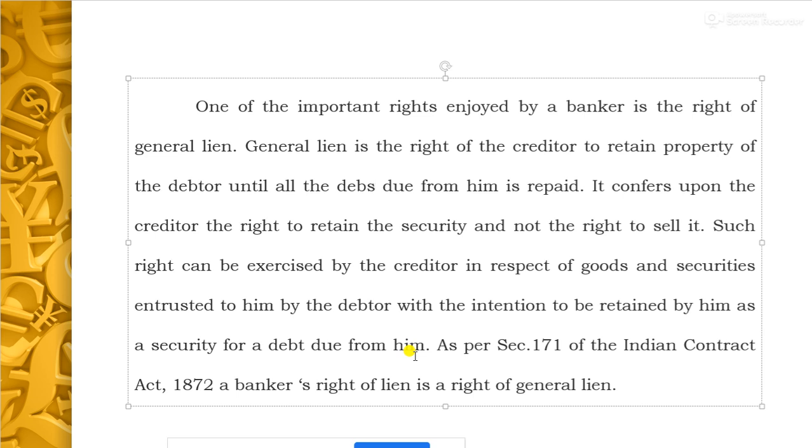അല്ലാതെ വെറുതെ ഒരു ബാങ്ക് കൗണ്ടറിലോ അല്ലാതെ ബൈ മിസ്റ്റേക്കോ അവിടെ വെച്ച് പോയിരിക്കുന്ന ഒരു പ്രോപ്പർട്ടിയുടെ മേലെയല്ല. സോ ദിസ് ഇസ് ബാങ്കേഴ്സ് റൈറ്റ് ഓഫ് ലീൻ. Now as per section 171 of the Indian Contract Act of 1872, a banker's right of lien is a right of general lien. So this is regarding the first right, that is banker's right of lien.